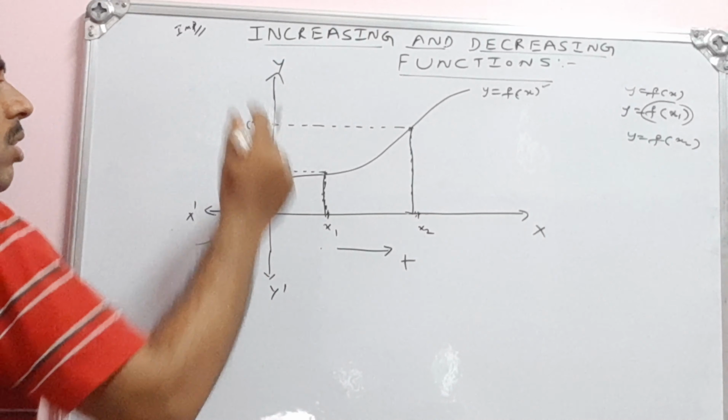This point is f of x1, and this point is f of x2. It is clear from this graph that these are the values of y, f of x1 and f of x2. As y increases, x also increases. So from this graph, what are the observations we are making here? As the value of y increases, x also increases.